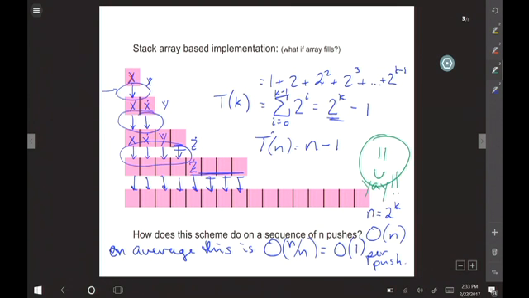Okay. There was a question. So any questions about this, first of all? About this analysis, about the argument? Okay?